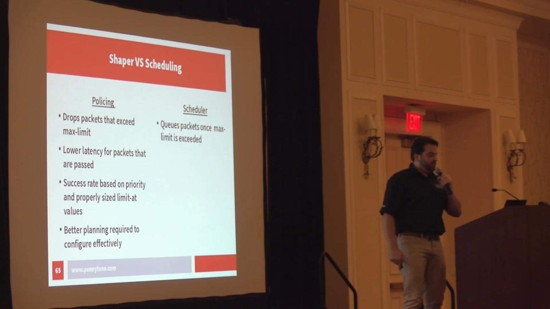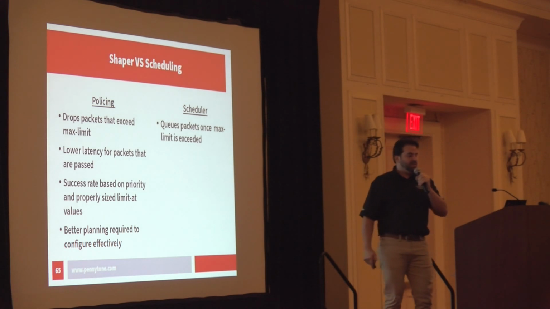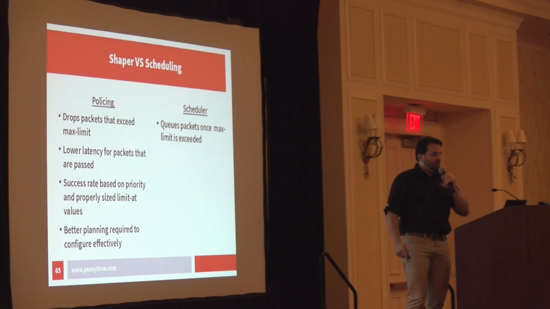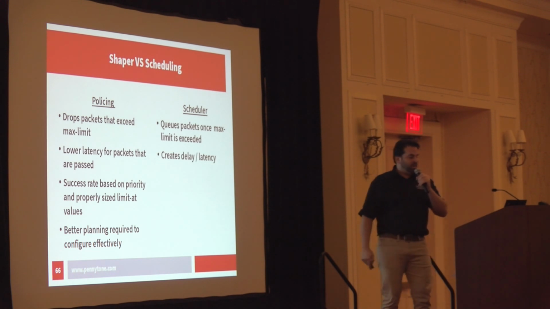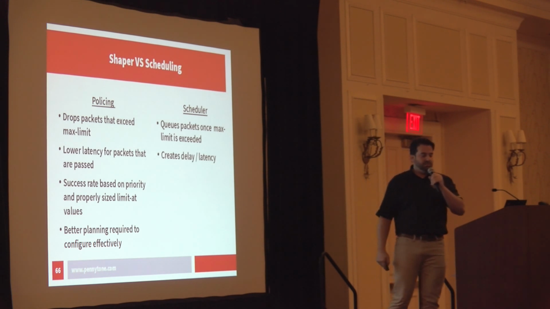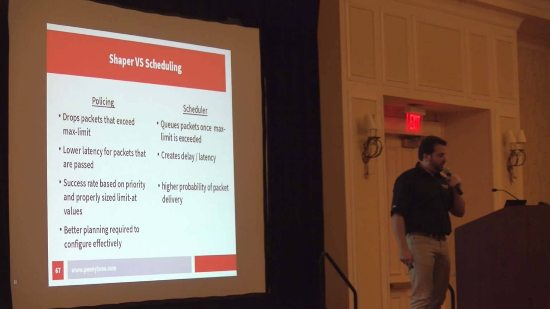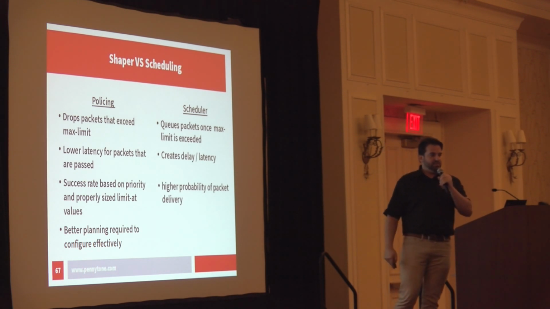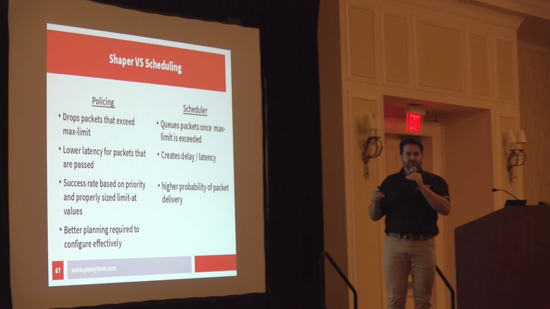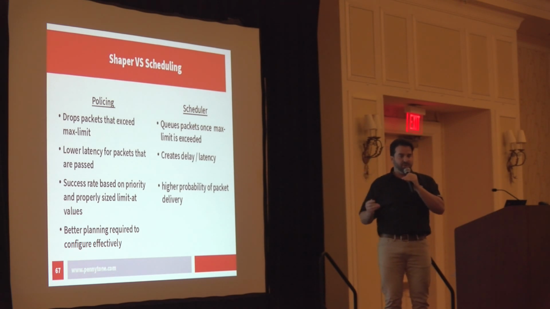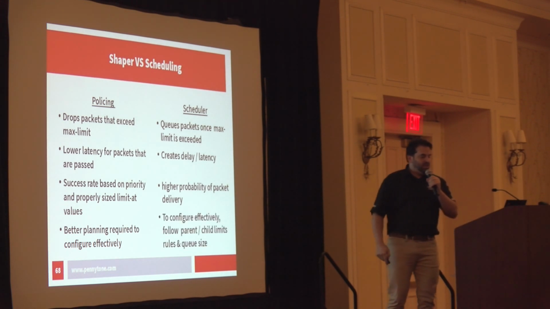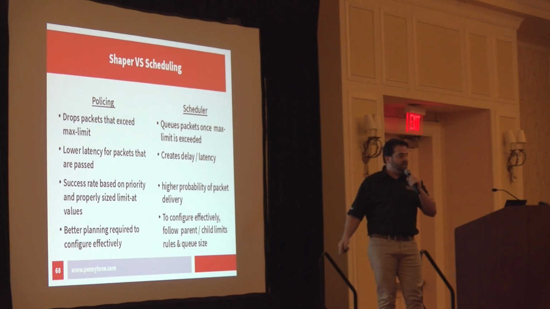So a scheduler queues packets once the max limit has exceeded. Again, this is when we exceed limits. It creates delay and adds overall latency to the connection. It also has a higher probability of packet delivery because we're not dropping packets. We're just holding them until bandwidth becomes available, until traffic drops below the max limit, then those packets are sent out on the wire.